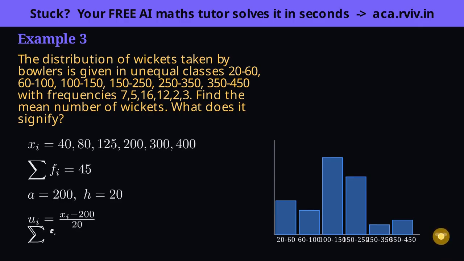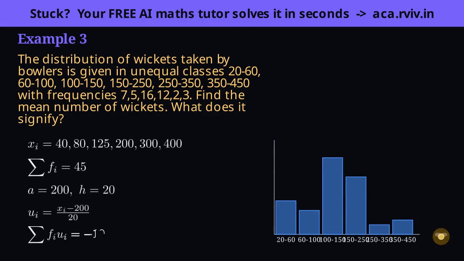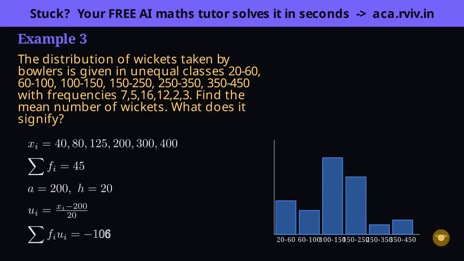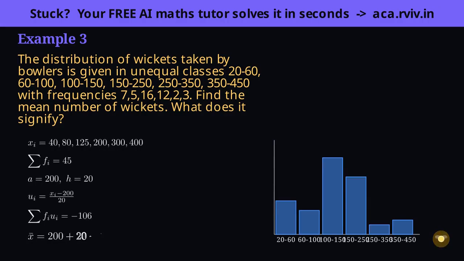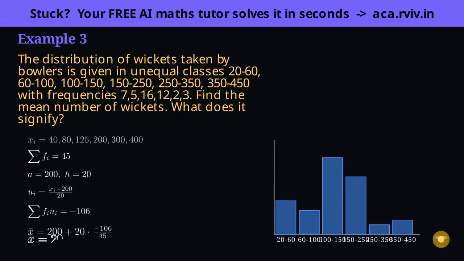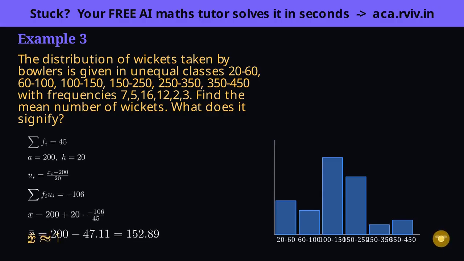Multiply each ui by its frequency and add. The total, minus 106, is negative, a signal that the data leans below our assumed 200. Undo the scaling by multiplying back by h, then undo the shift by adding a: 200 plus 20 times minus 106 over 45. Work out the correction, about minus 47, and add it to 200. The mean is 152.89 wickets. So on average these bowlers took about 153 wickets each.